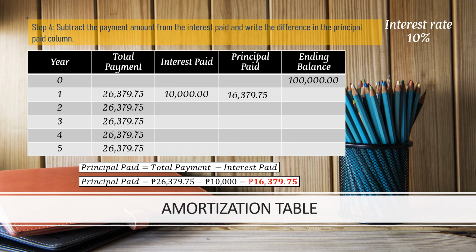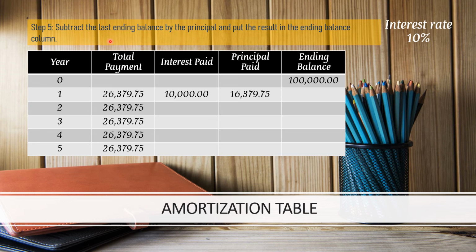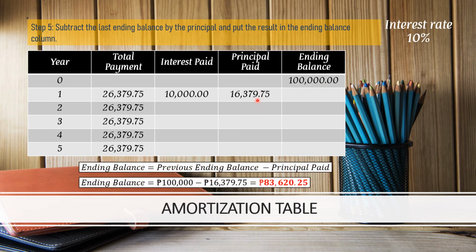Okay, and then for the ending balance, that is step number 4, subtract the principal from the last ending balance, and put the result in the ending balance column. So 100,000 pesos minus 16,379 pesos and 75 centavos. By subtracting the two, the answer is 83,620 pesos and 25 centavos.